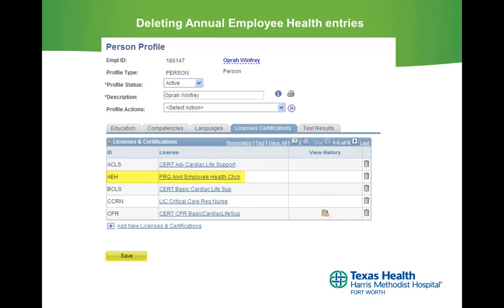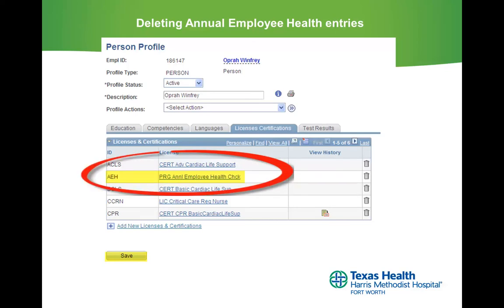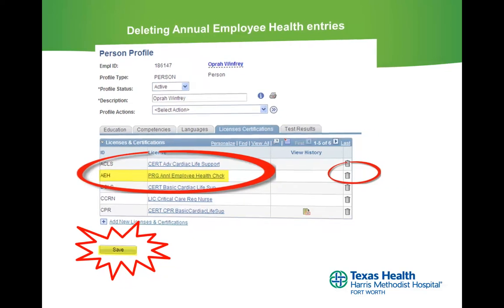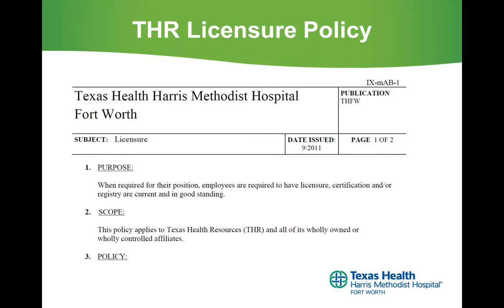Many times when an employee transfers from another THR entity, you will see an entry for Annual Employee Health, AEH. This is used by some of the other entities to track the annual employee health visit. However, Texas Health Fort Worth does not use this method, and these are not maintained. Currently, our HR reps delete these rows upon the employee transfer to Fort Worth. If you notice these in your employee files, please delete them by clicking on the trash can located in the far right column of the table. Once again, you will need to click on Save to ensure your changes.